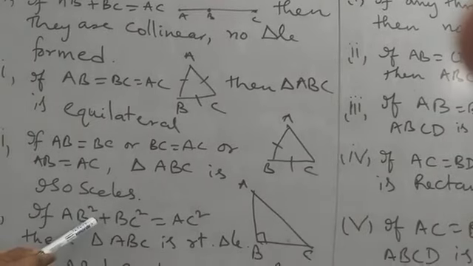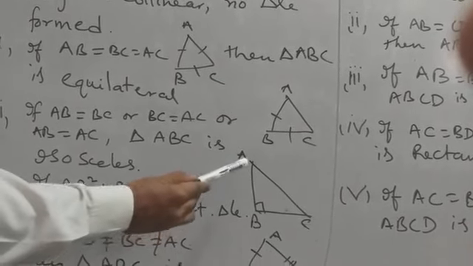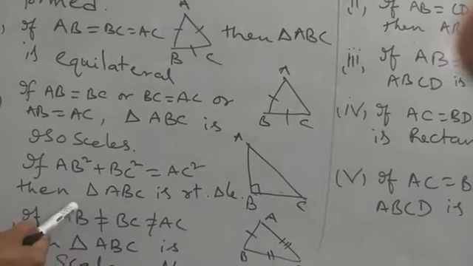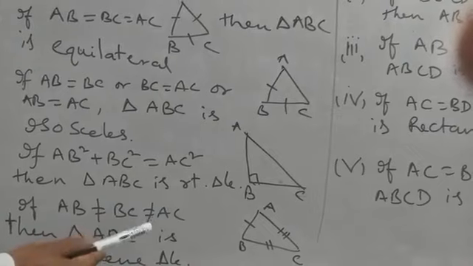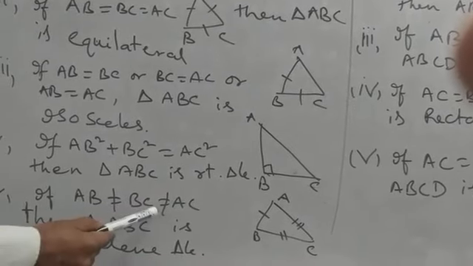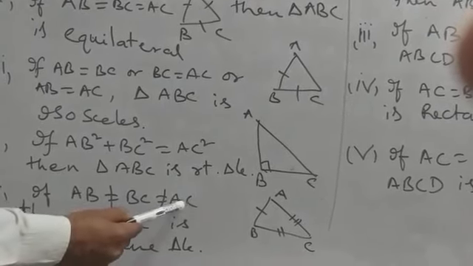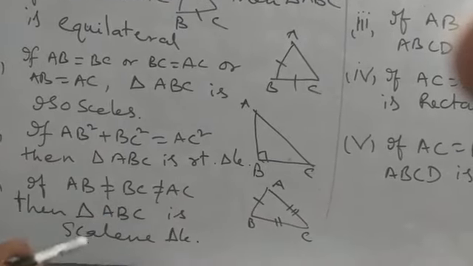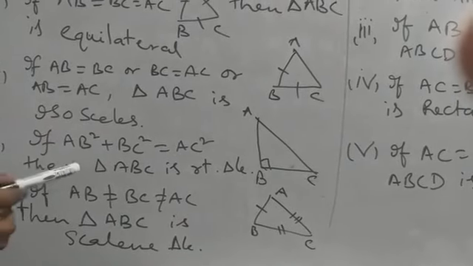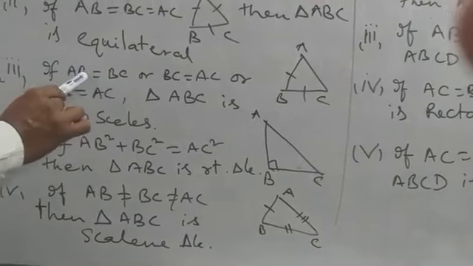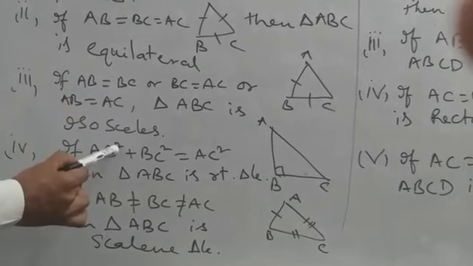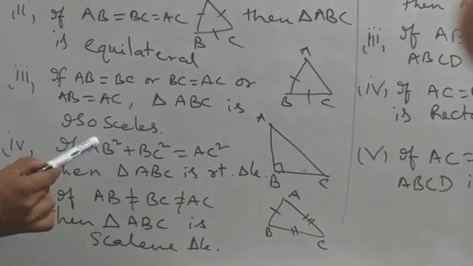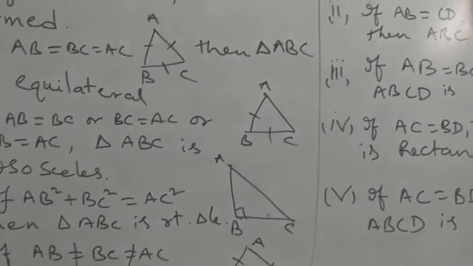If AB square plus BC square is equal to AC square, then it is a right triangle. If AB not equal to BC not equal to AC, then ABC is a scalene triangle. In these cases, if the triangle satisfies any two sides equal and satisfies the Pythagoras theorem, then it is a right angled isosceles triangle. Let us discuss quadrilaterals.